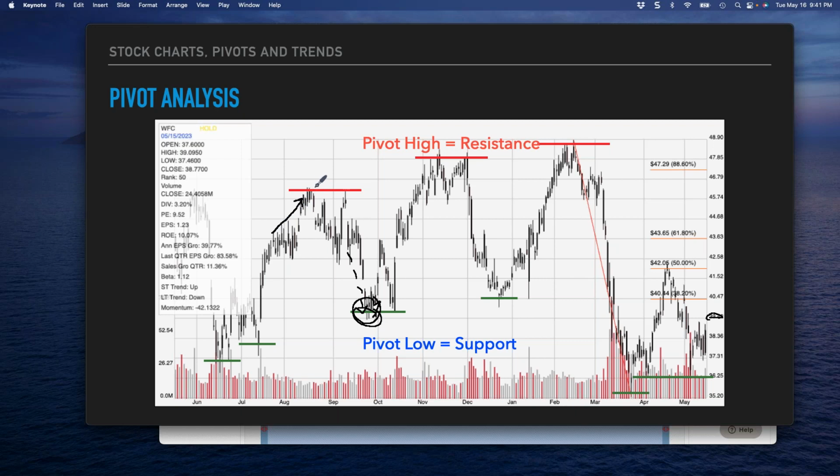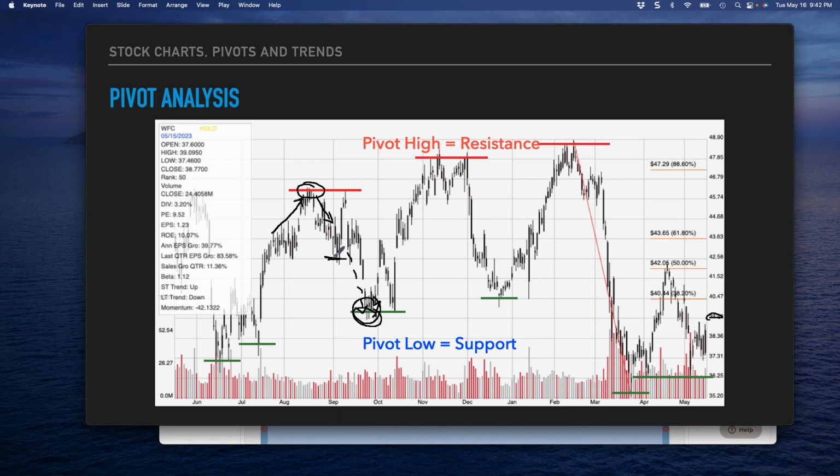It finds a top where I've drawn my red line. It stops. It hits a ceiling and starts to go back down again. That's a pivot high.